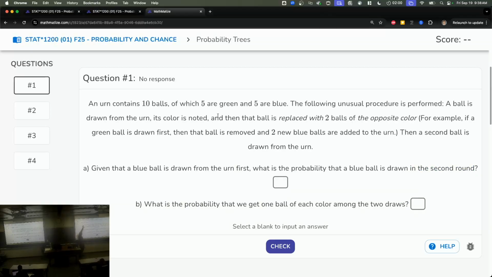Here is an urn problem where when a ball gets taken out of the urn, it's replaced with some weird combination. In this one, the color of the ball is noted, and it is replaced with 2 balls of the opposite color.